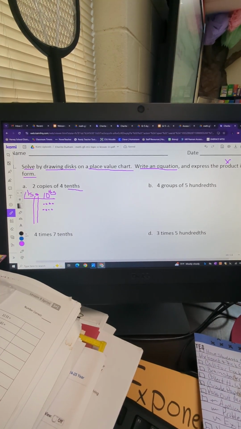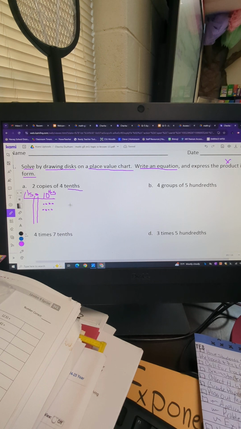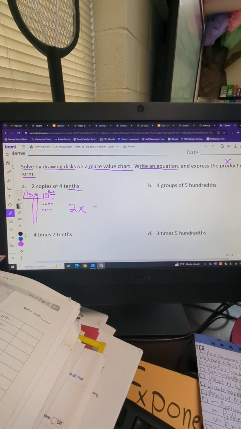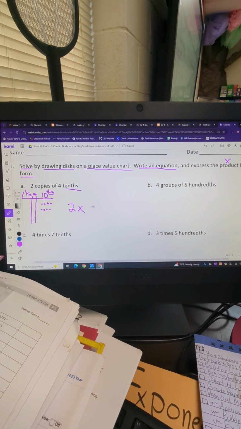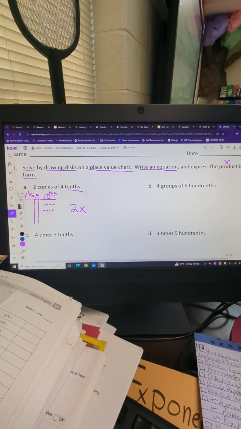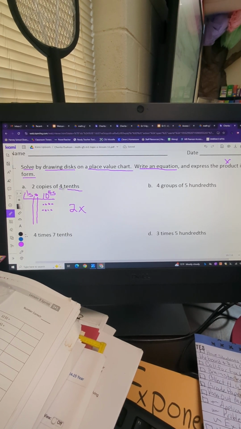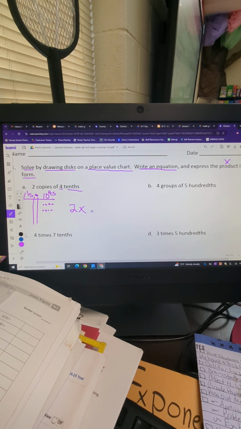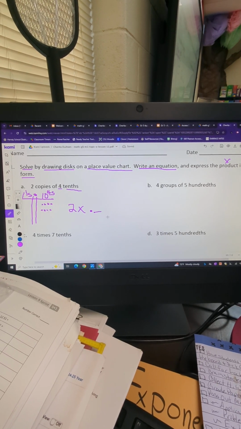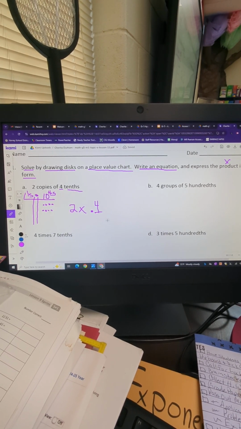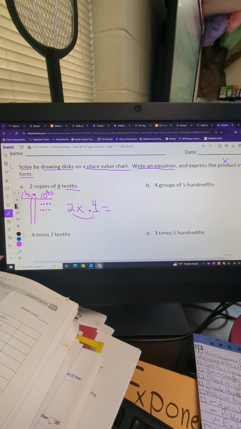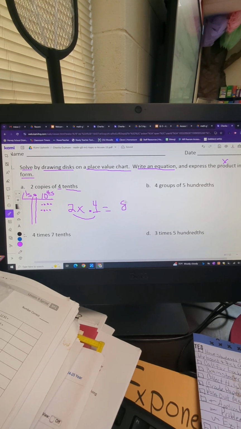So let's write our equation. Equation means math problem. 2 copies mean multiply. So 2 times 4/10. How do we write 4/10 in standard form or decimal numbers? 4/10. That means that there's a 4 that ends in the tenths place, okay? So here, let's draw place values. Here's our decimal. Here's the tenths place. Our 4 must stop in the tenths place. That is 4/10. You ready? Let's multiply. 2 times 4 equals 8.